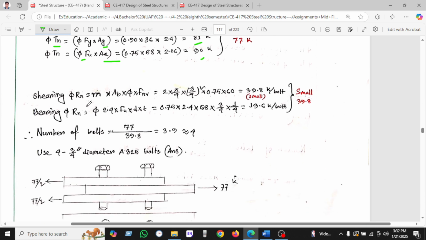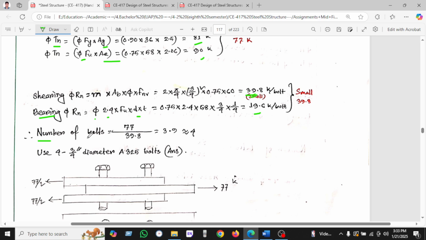For shearing we use Rn equal to Fnv into Ab, times phi, and found 39.8, and for bearing, phi which is 0.75 times 2.4 Fu d t, and found 19.6 kip per bolt. So we are taking the smaller value, because after the small load is applied, the plate and bolt will fail. We are assuming that, that's why we are taking the small value.